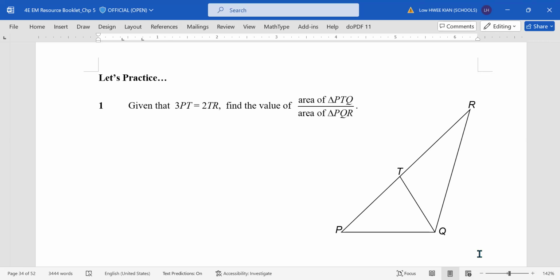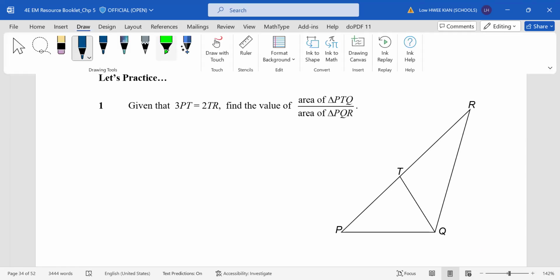Yeah, so over here, if you see that the two triangles do not have parallel lines, then you know that they are not similar triangles at all. So therefore I can't use similar triangles over here. Yeah, so what do we have? So you take a look at triangle PTQ.